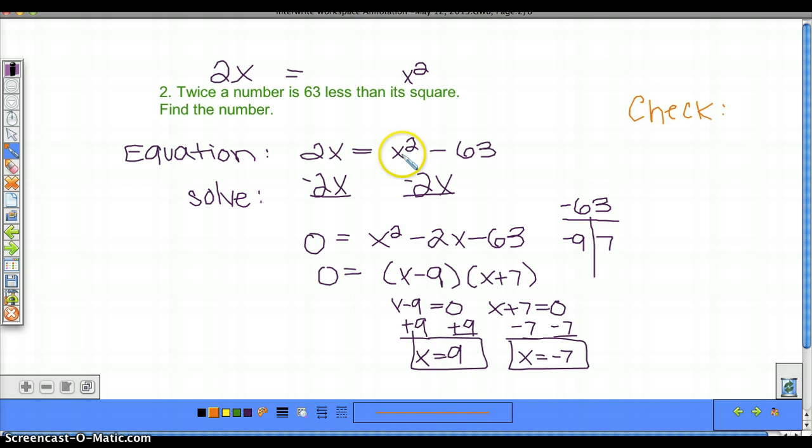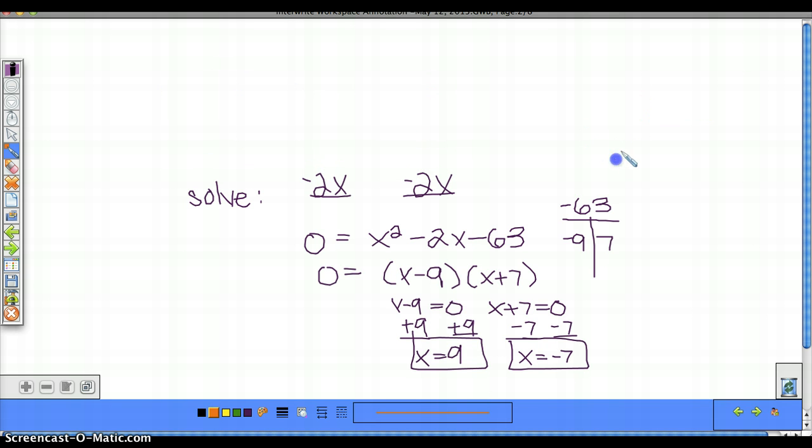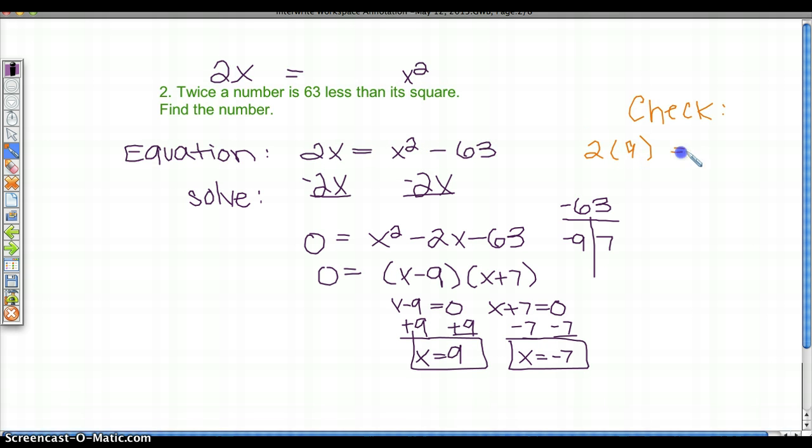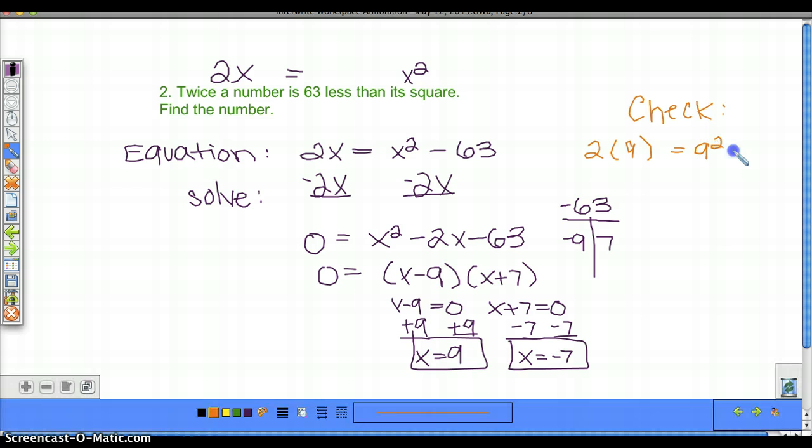If I plug this into my original equation, 2 times 9 should equal 9 squared minus 63. 2 times 9 is 18. This should equal 81 minus 63, which it does, so I know 9 works. And then same thing for negative 7.